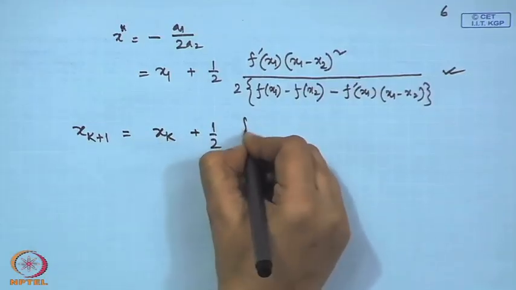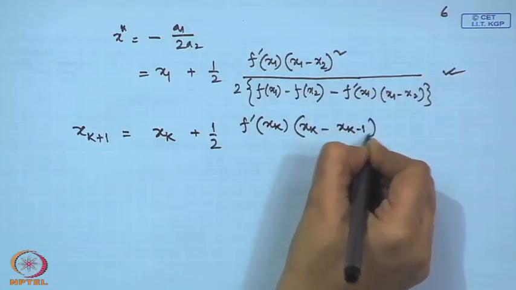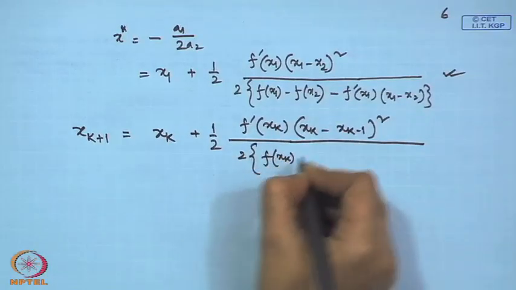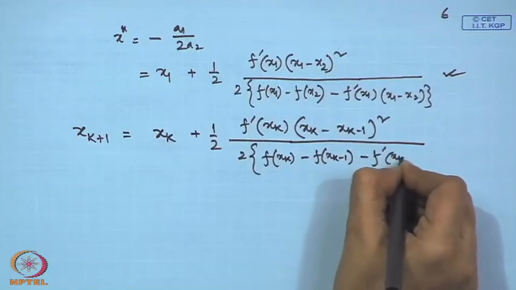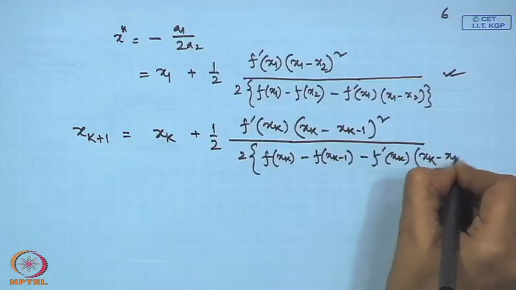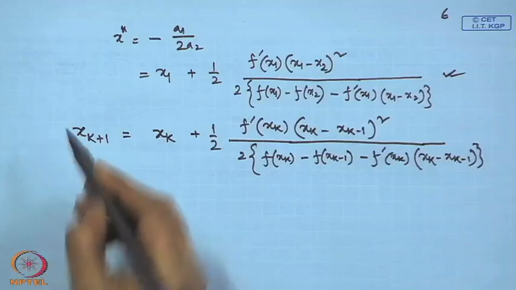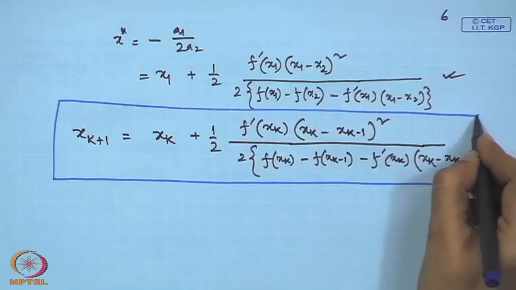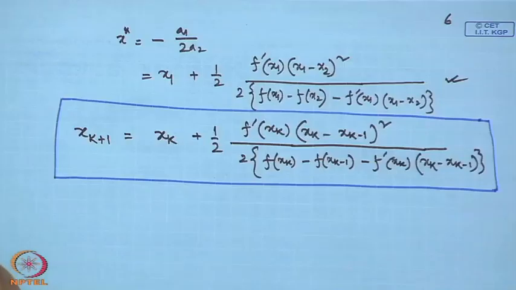This can be written as x k plus half f prime x k into x k minus x k minus 1 square divided by 2 into f x k minus f x k minus 1 minus f prime x k into x k minus x k minus 1. This is the iteration formula for us. That is why when both x k and x k minus 1 are given to us, we will calculate the value for x k plus 1 and check whether the sequence of values converges or not.